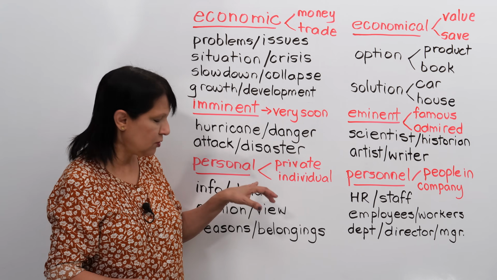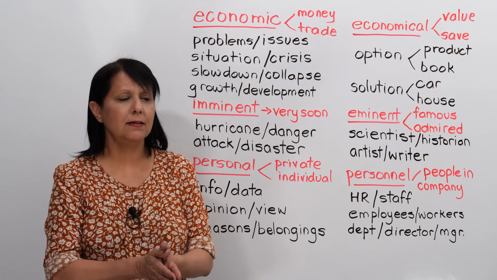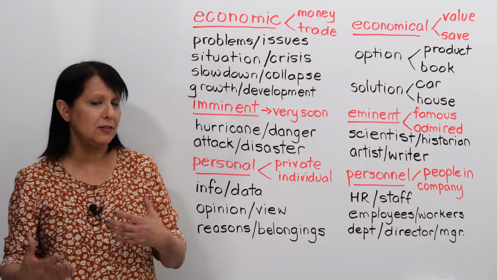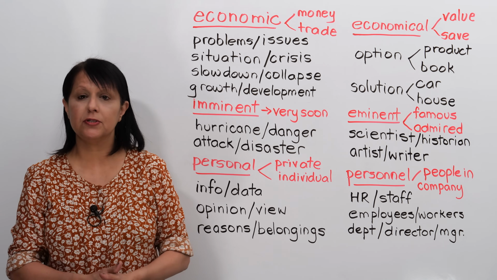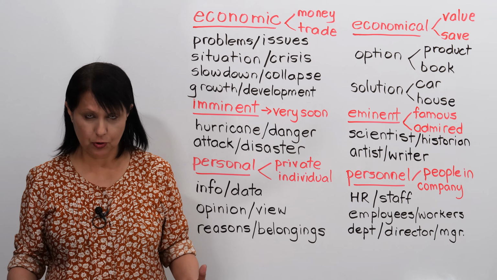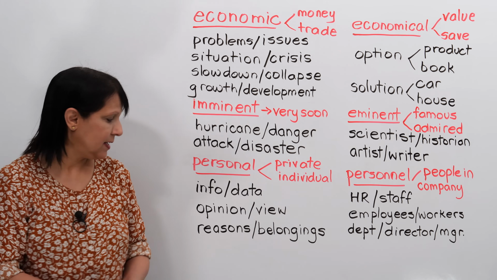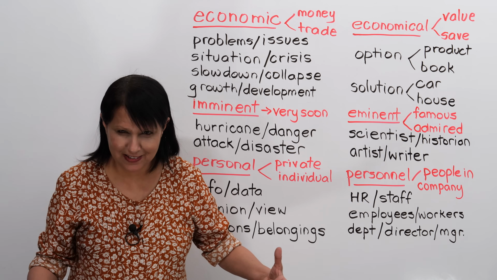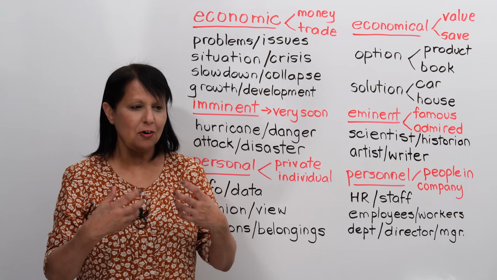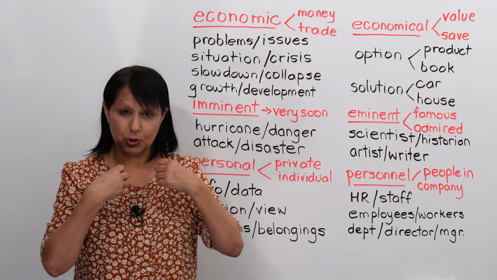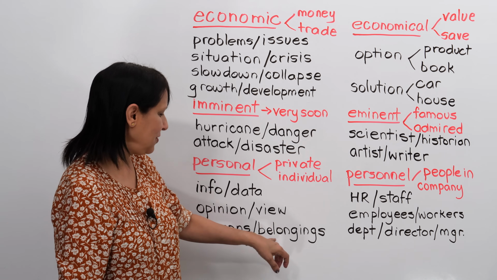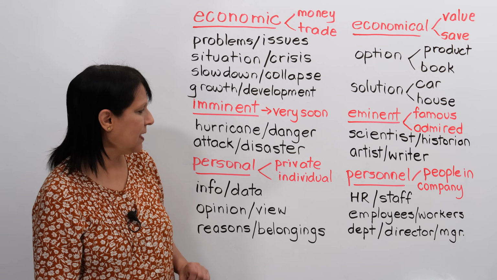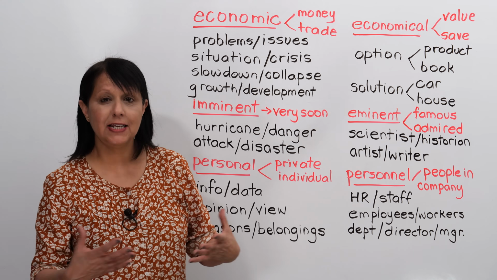Or she collected her personal belongings. They often use this term, personal belongings. Sometimes they make this announcement on a plane before you get off. Ladies and gentlemen, make sure you take all your personal belongings with you before you get off the plane. So belongings is just a fancy word that means all your things, okay? Everything, all the things that belong to you. All right? Those are your belongings. So that was personal.